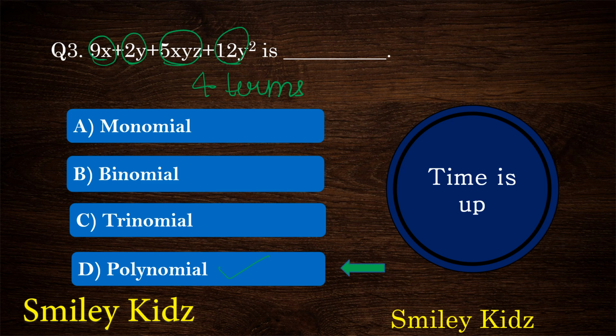What about the other options? First is monomial. Monomial is the expression with only one term. Binomial is an expression with two terms. And trinomial is the expression with three terms. But polynomial is the expression which is having one or more terms. So 4 terms is also accepted, right? So 9x plus 2y plus 5xyz plus 12y square is a polynomial.